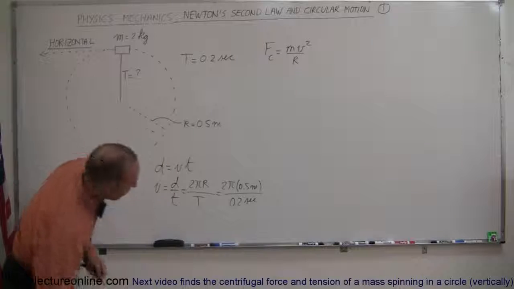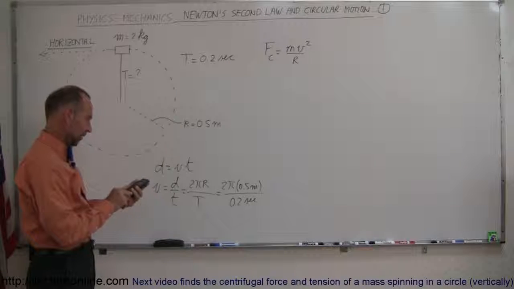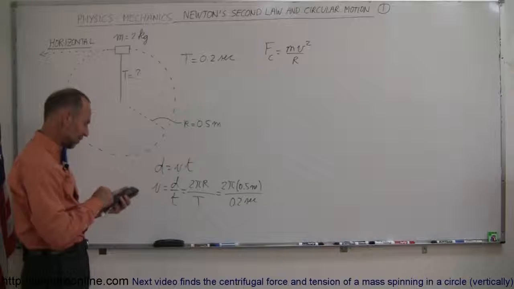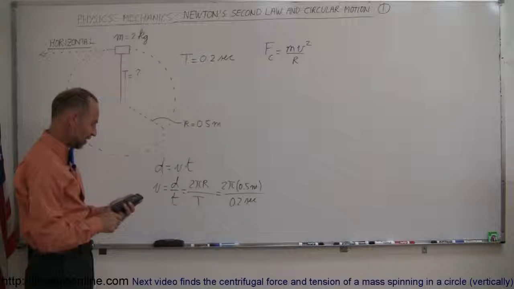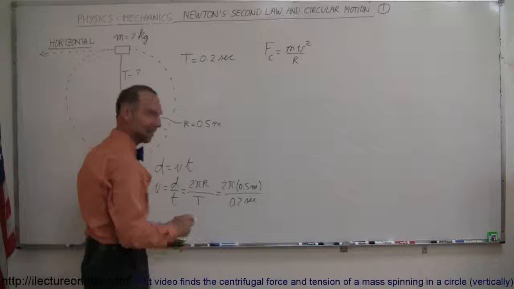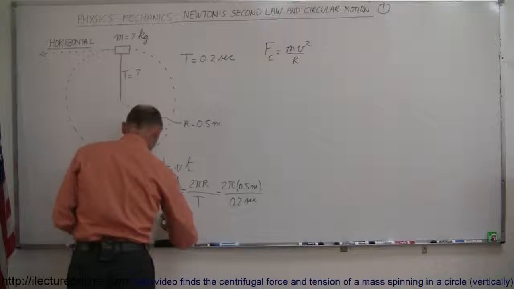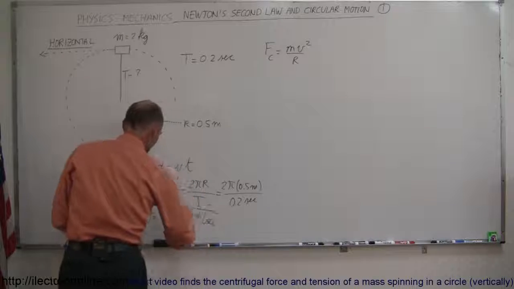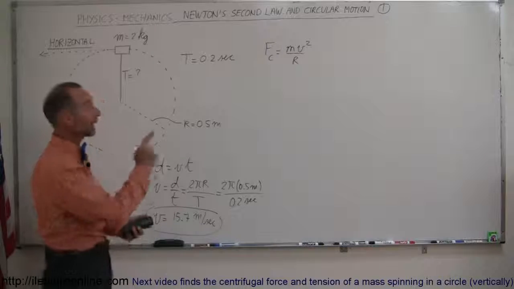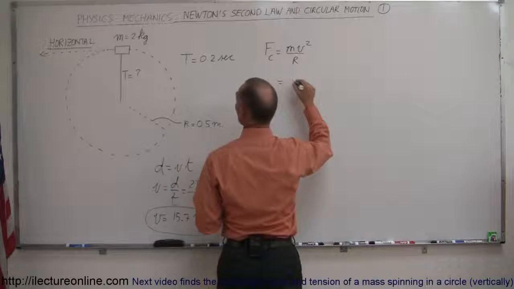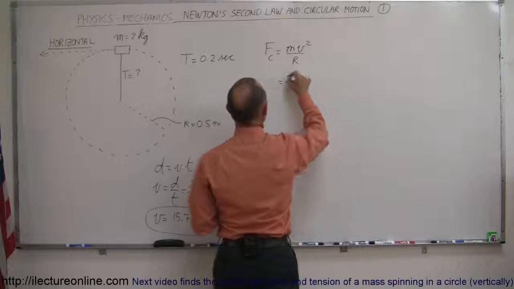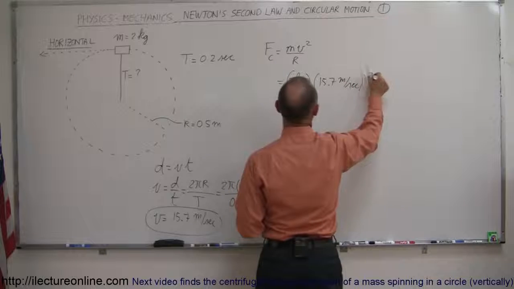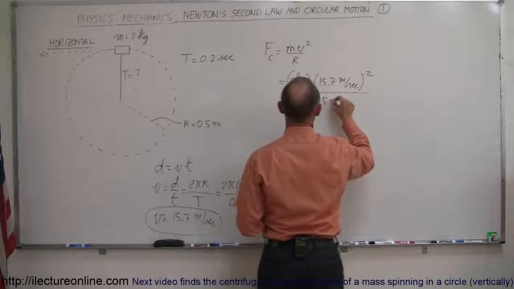All right. So how fast is that thing going around the circle? So we have 2 divided by 0.2 is 10, times 0.5 is 5. That would be 5 times pi equals 15, no, 15.7. Had a little trouble finding the decimal point on my calculator. So V is equal to 15.7 meters per second. All right, now that we know how fast it moves, we can plug that in there. And so this is equal to 2 kilograms times the velocity of 15.7 meters per second, quantity squared, divided by the radius of 0.5 meters.